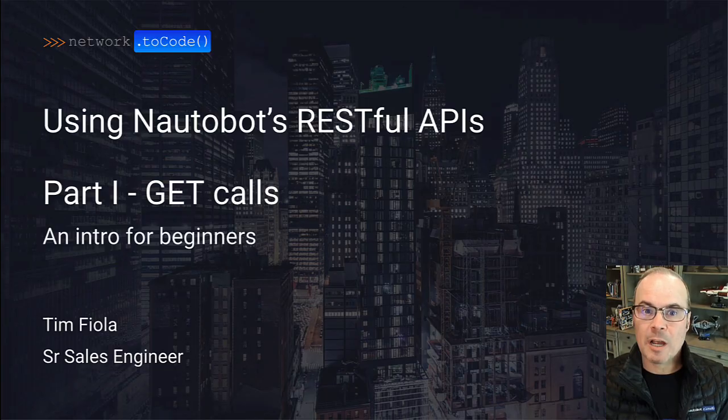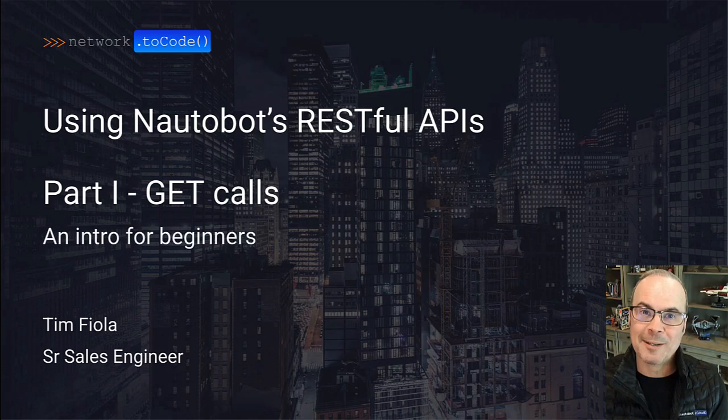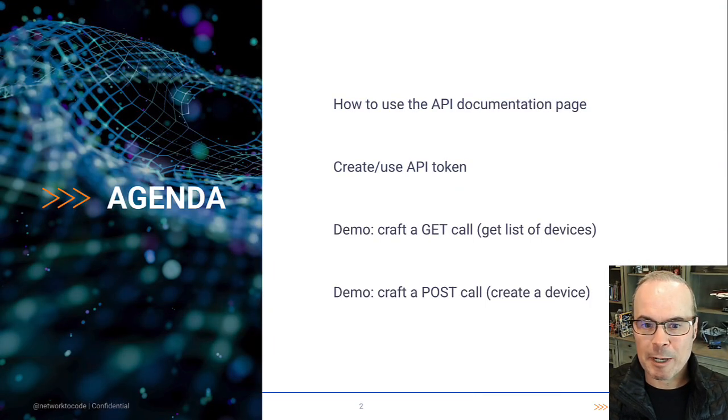Now, we won't be able to cover every detail, but we'll cover enough so that a new user will understand how to get a list of devices and how then to add a new device into Nautobot using the RESTful API calls. Here's the itinerary we're going to cover.